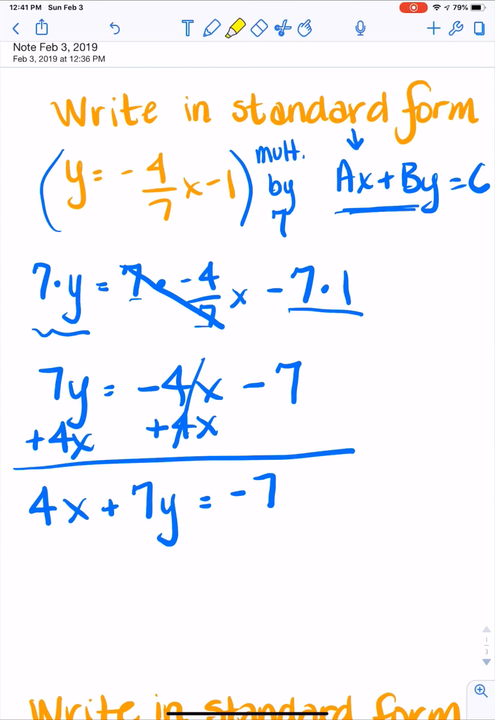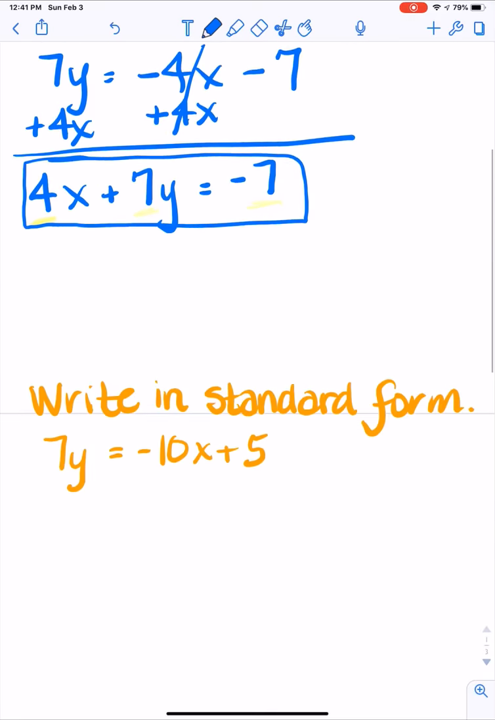Okay, now I'm just going to make sure I've got everything in the right form. So these are my A, B, and C values. Those are all whole numbers. X and Y are on the same side. So that's good. That's a yes. And my A value, which is this number right here, has to be positive, which it is. So that means this is my final standard form. Okay, so that's kind of the idea when you have a fraction.